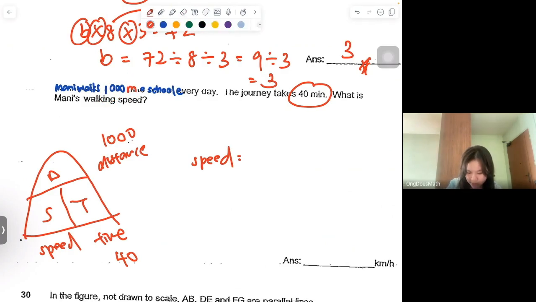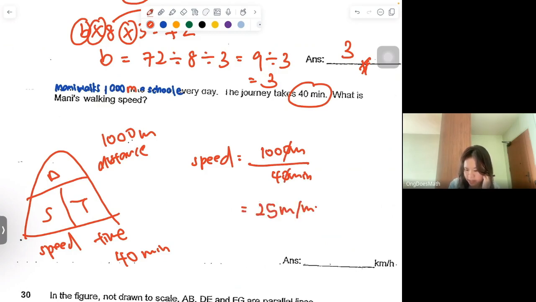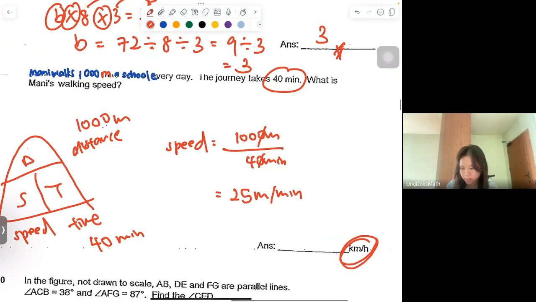Speed in terms of meter and minutes is just 1,000 meter divided by 40 minutes. So these things cancel out. 100 divided by 4 is 25. So it's 25 meter per minute. This question is a bit harder because the question wants you to express it as kilometer per hour, which means both meter and minute have to change, and we have to do it step by step.